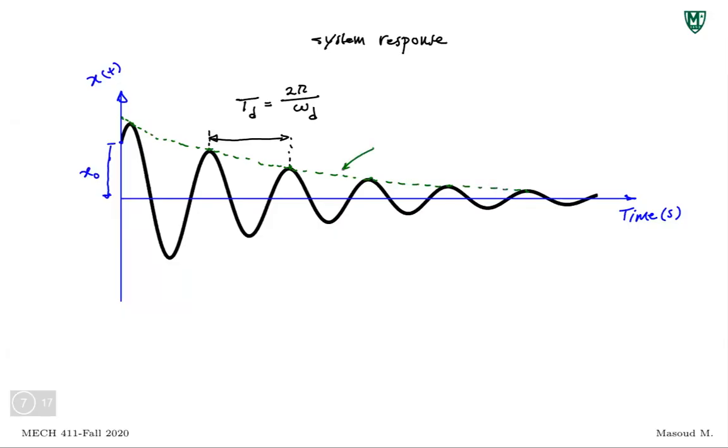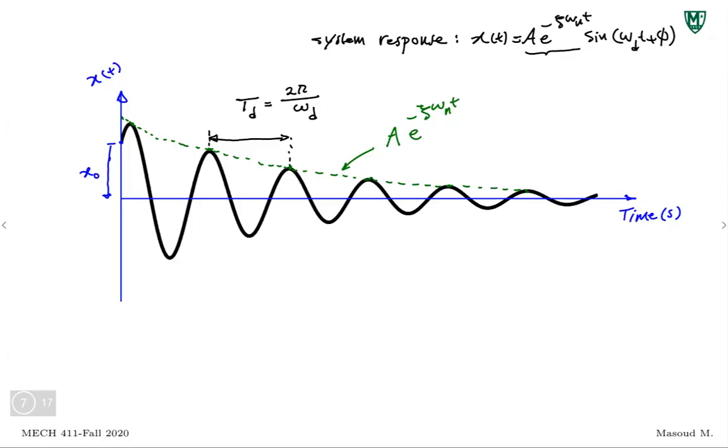The equation for this curve is A e to the minus zeta omega n t. It's the exponential decay part of the system response. Remember, system response was, what was it? x(t) equals A e to the minus zeta omega n t sine of omega d t plus phi. The part that causes the exponential decay, you'll get by connecting these peaks.